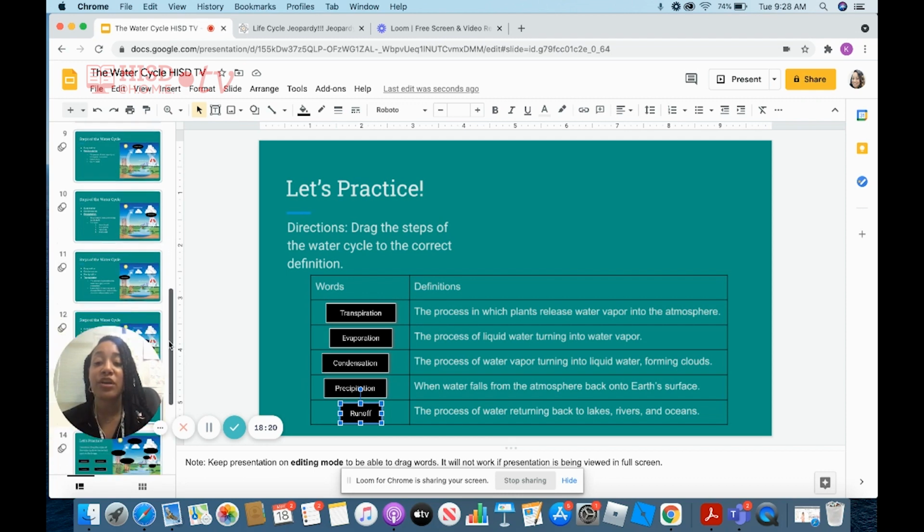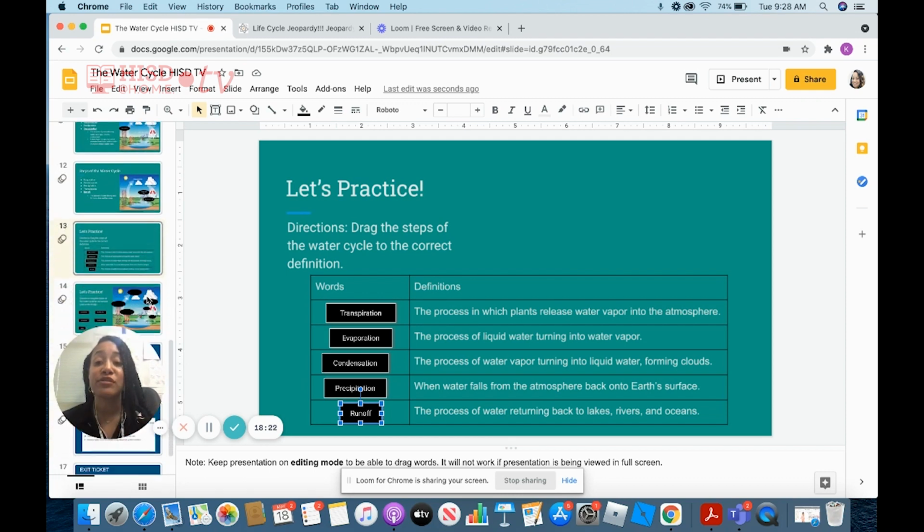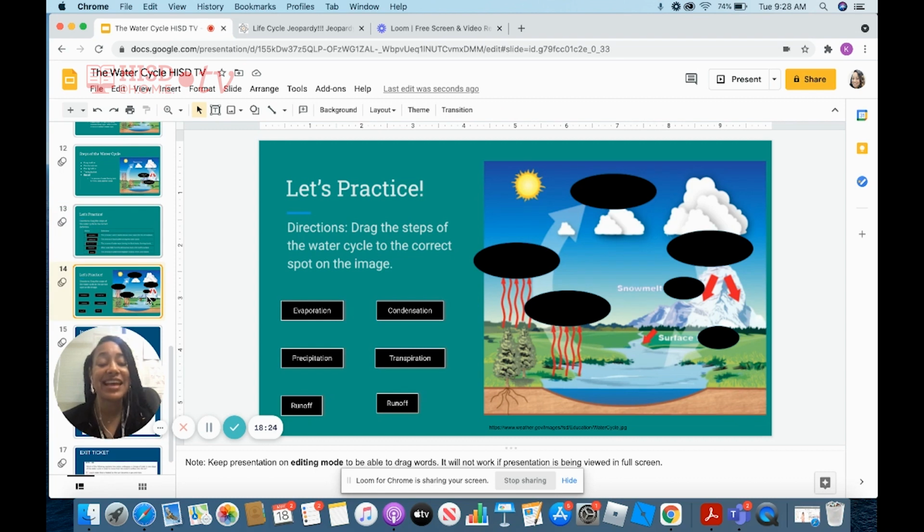All right, so now that we know the definitions, we should be able to correctly identify the stages in a diagram. So we're going to drag the steps of the water cycle to the correct spot on the image. Again, we have different stages here, all 5. One we have twice. So we have evaporation, condensation, precipitation, transpiration, and then we have runoff twice. So let's start with here.